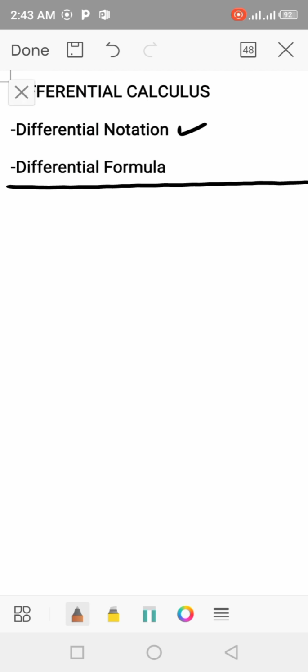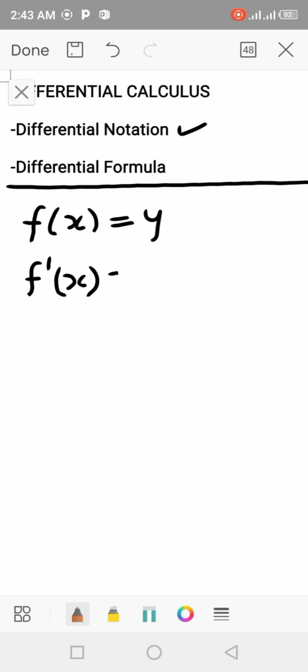And to do that, let's think of y as a function of x. So in that case, our f of x is equal to y. So finding f prime x, which is the first derivative of the function, that's going to be dy over dx. So that is the first derivative. That is how to express first derivative.